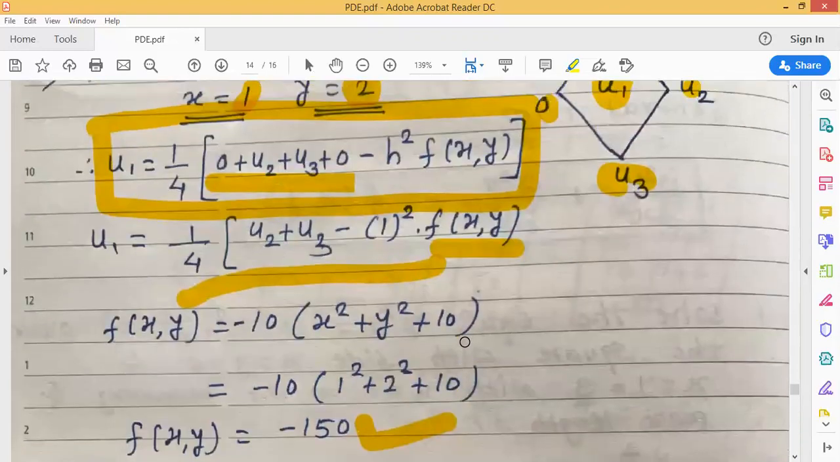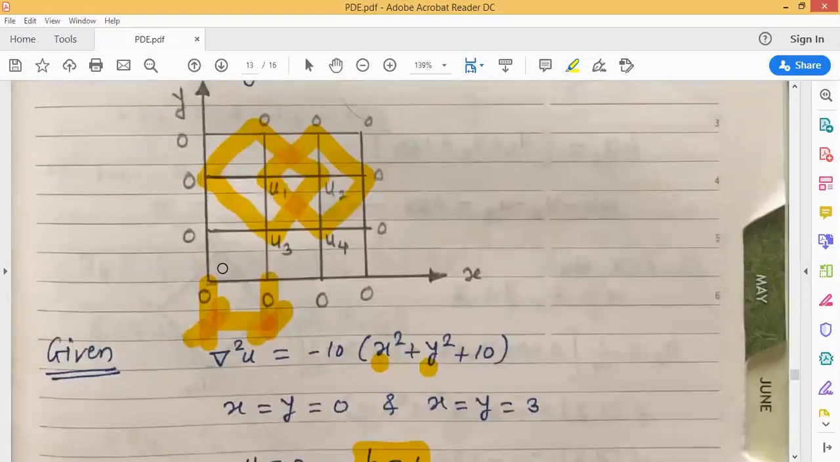After that we have to make another rhombus. So this is another rhombus where u3 is the center. And then another rhombus which has u4 as the center.